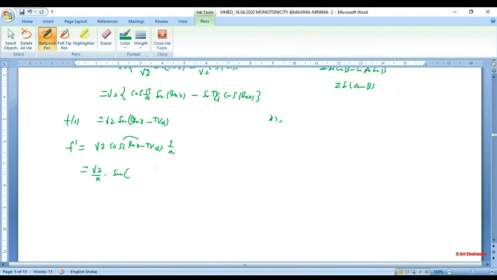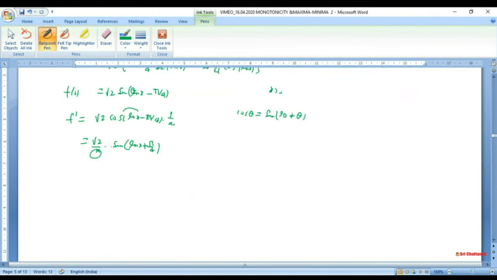sine of ln x plus pi by 4. Because I can always write that cos of theta is sine of 90 plus theta. So in fact, we can say that this is nothing but sine of ln x plus pi by 4. So that is correct. And now this x is always positive. I want this to be positive. So it means I want sine of ln x plus pi over 4 to be positive. You can include 0 also, positive you want.